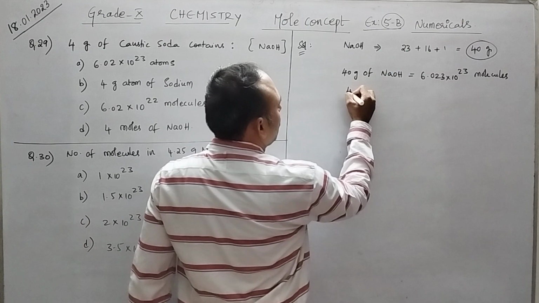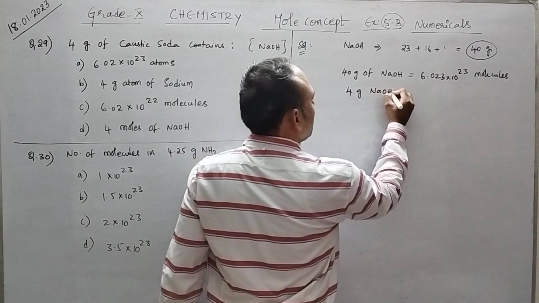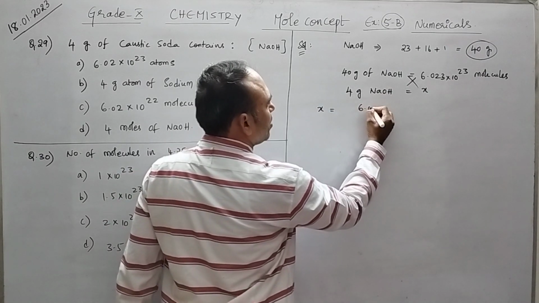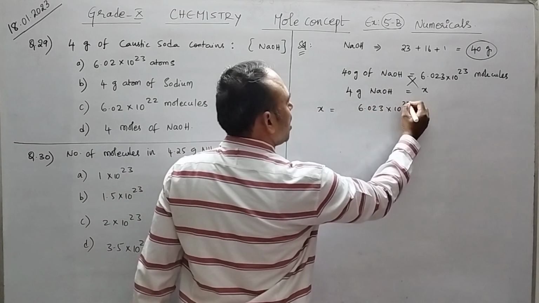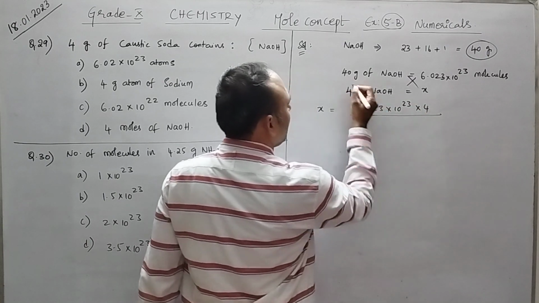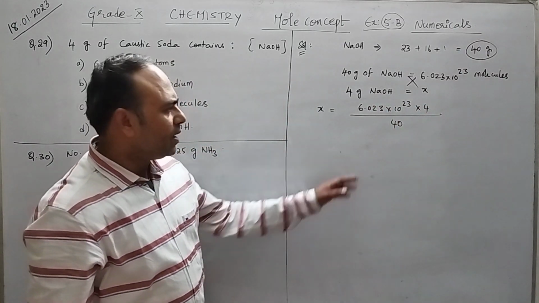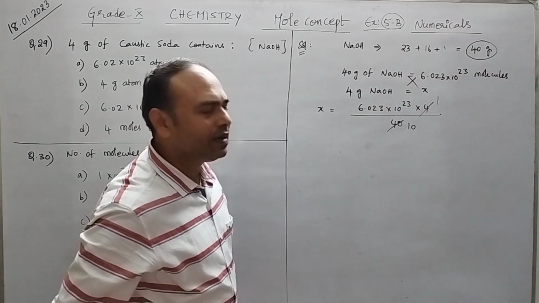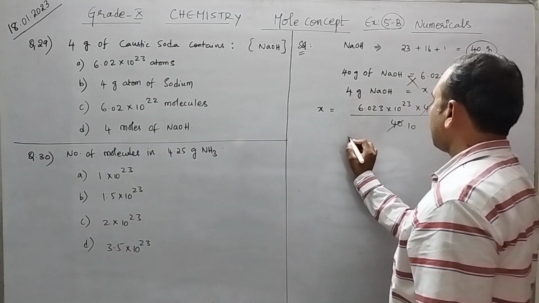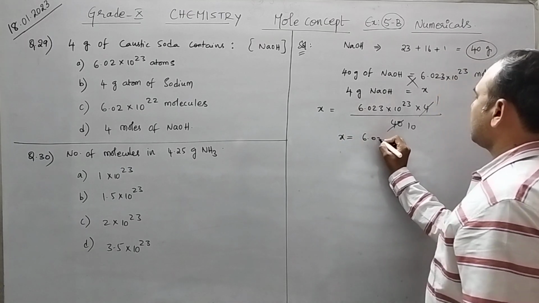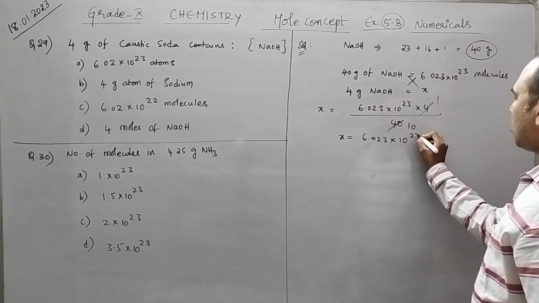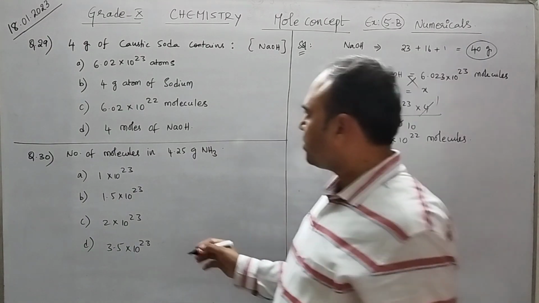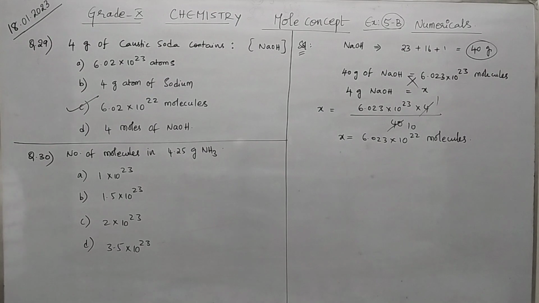If they give you 4 grams NaOH, take it as x, cross multiply. X is equal to 6.023 into 10 power 23 into 4 by 40. So we can directly cancel 4 ones and 4 tens. 10 power 23 by 10, nothing but 22. So what we have, x is equal to 6.023 into 10 to the power of 22 molecules. So we got the answer option C.